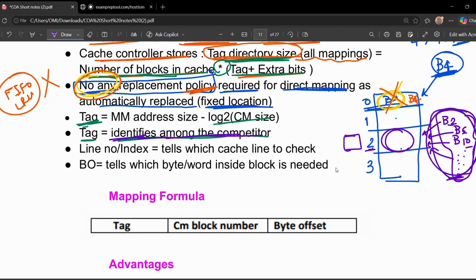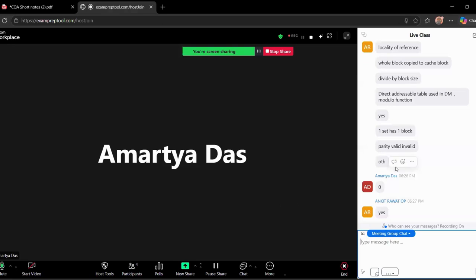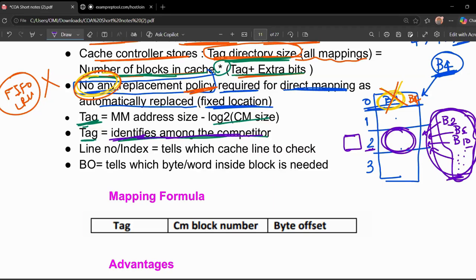Out of these, you have to see which block is present, whether B2 is present, whether B6 is present, whether B10 is present, which one. You have this question: which block is present? How can I know? You can get to know with the help of the tag. So the tag is used for each block, and with the help of this tag, you can get to know which block is present here. Got it?